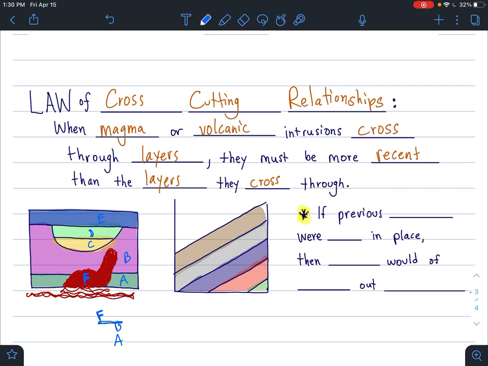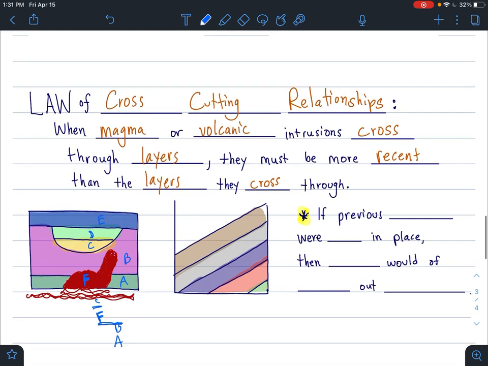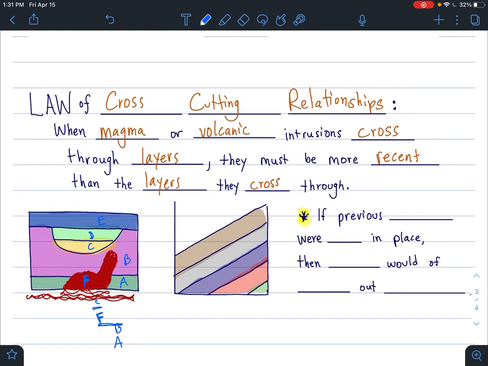Now we don't know if it happened after or before C because it doesn't cross through that layer. So all we can say is that F had to happen after B because it crosses through that layer. Now it could have crossed through that layer and then C could have formed, and then D and then E, or we could have had A, B, C, D, and E form, and then F could have come in and formed. So let's take a look at this other picture.